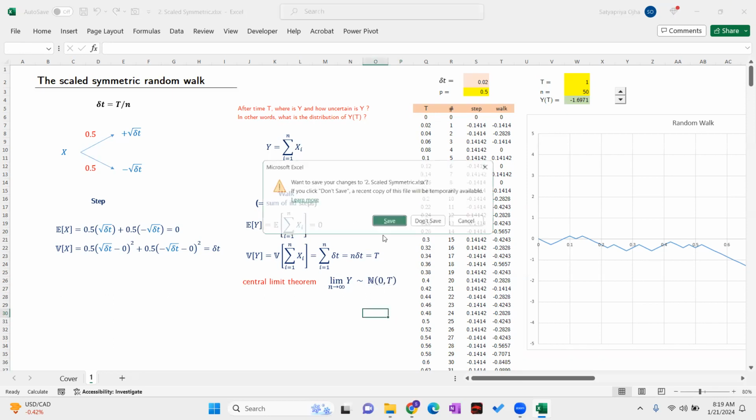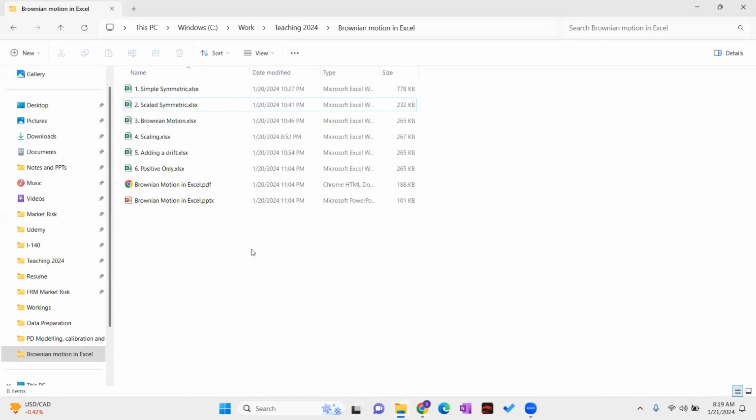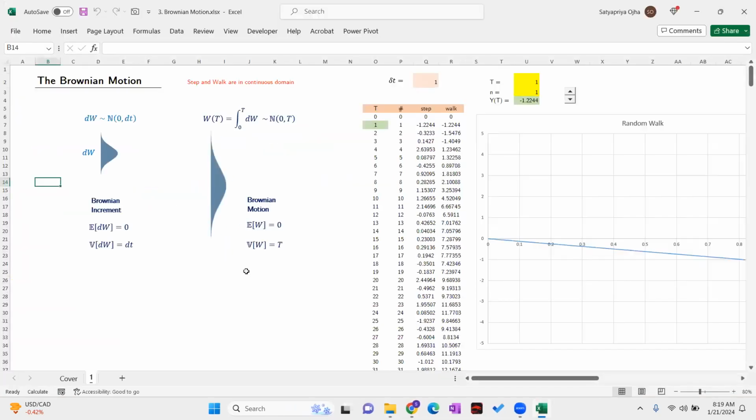Okay, so let me stop this. Let's go to the continuous version. Other sheets will be a little faster now that we understand all the fundamentals. This is where Brownian motion comes into the picture. Now look at this. In discrete, we write delta. In continuous, we write d. d means differential. Not trying to be too technical here, but these are some of the very basic things that you need to know about.